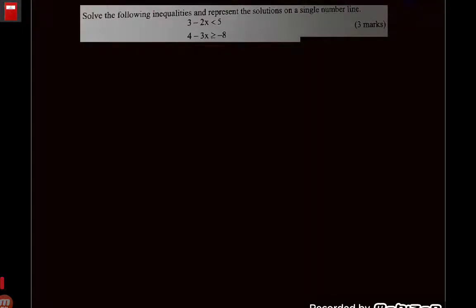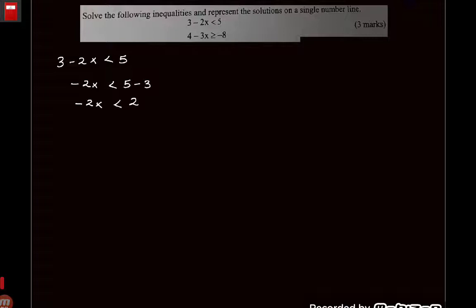Solve the following inequalities and represent the solutions on a single number line. The first inequality is given as 3 minus 2x is less than 5. We can collect like terms by having negative 2x is less than 5 minus 3. We are going to have negative 2x is less than 2.